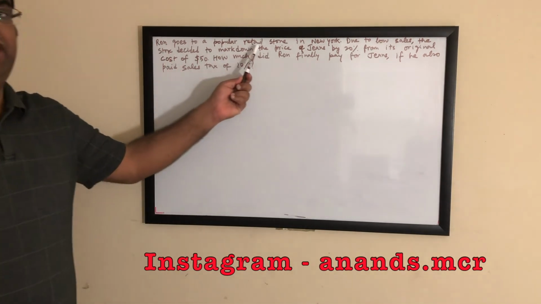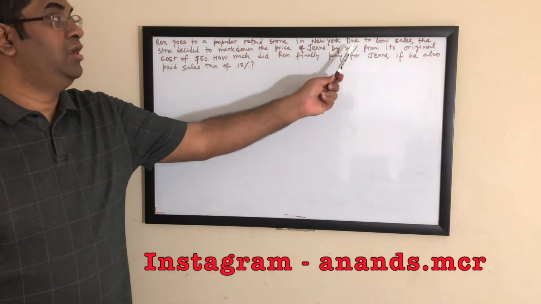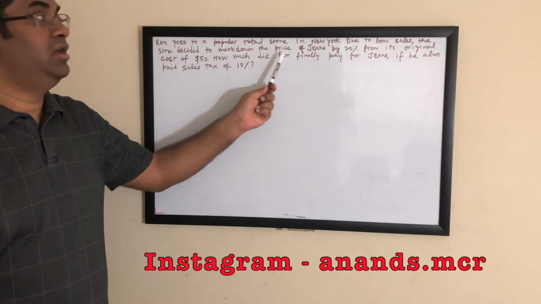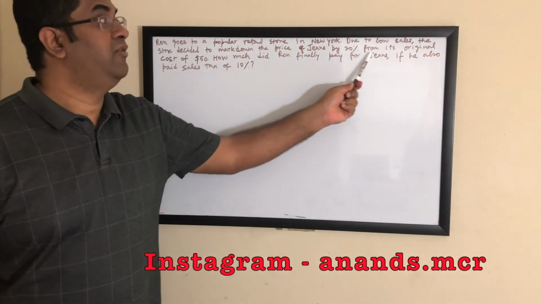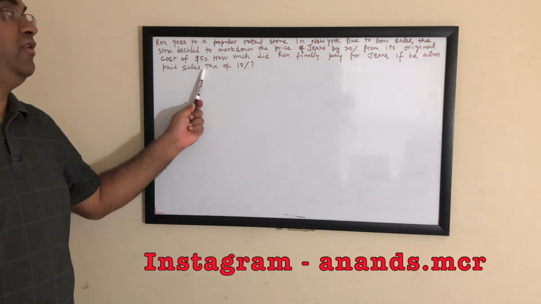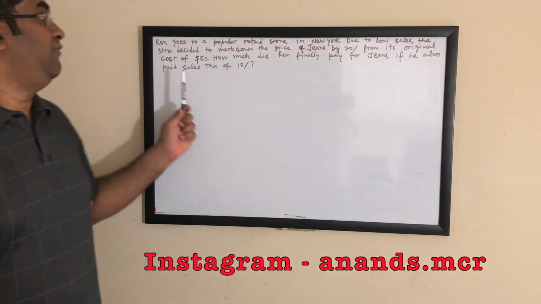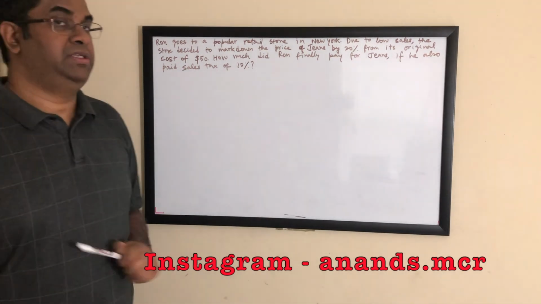Ron goes to a popular retail store in New York. Due to low sales, the store decided to mark down the price of jeans by 20% from its original cost of $50. How much did Ron finally pay for the jeans if he also paid a sales tax of 10%?